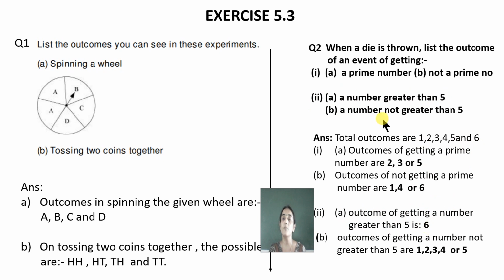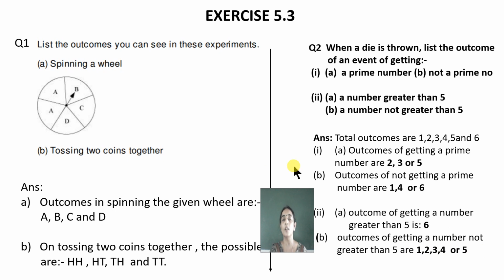And outcomes of getting a number not greater than 5, so you can get any of these, 1, 2, 3 and 4, they are smaller than 5. And this 5 is also not greater than 5 but it is equal to. So this is also considered. So 1, 2, 3, 4 or 5 are the outcomes of getting a number not greater than 5.